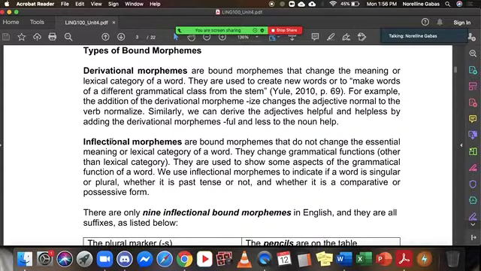Halimbawa, the new normal has somehow normalized the lives of the people experiencing it. Oo, di ba? Na-normalize na siya. Na-embrace na natin na ganito na yung buhay natin.